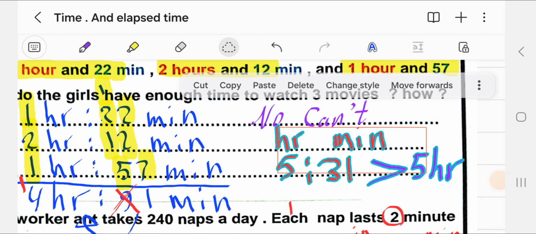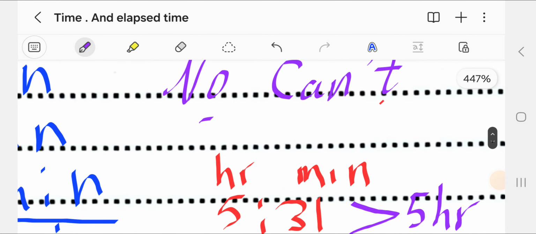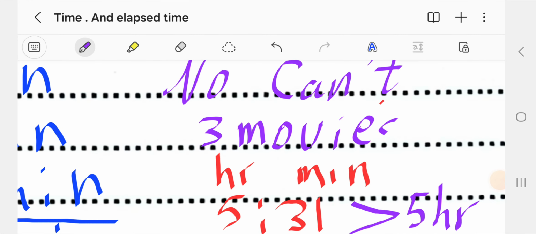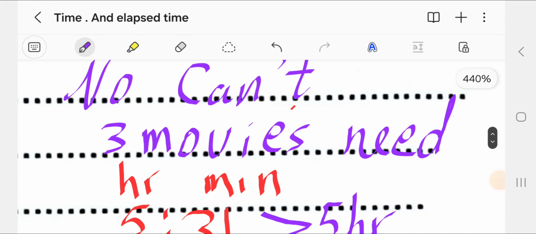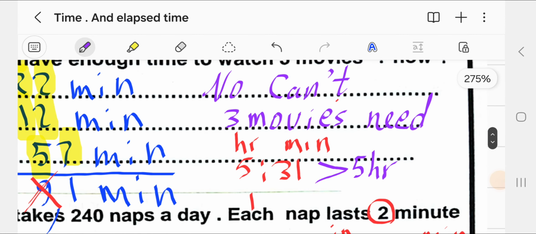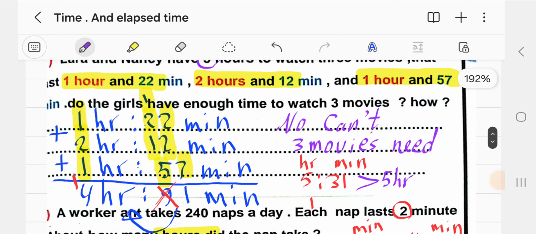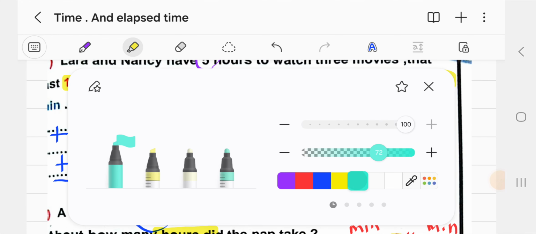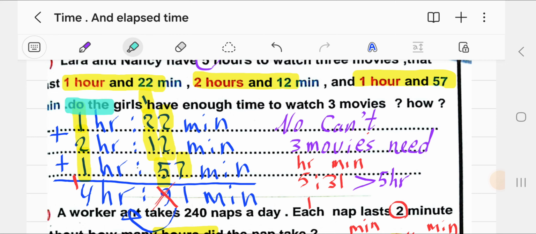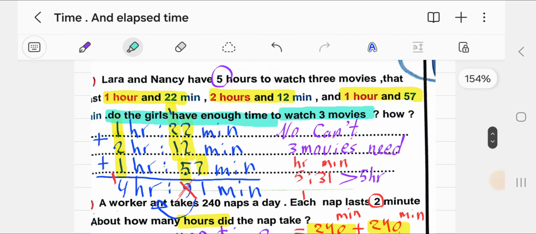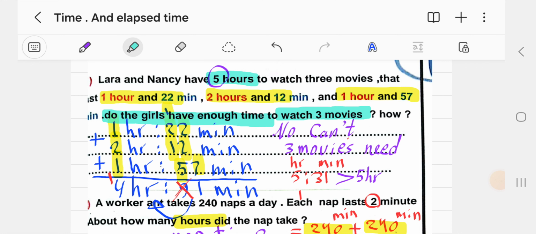ممكن نكتب كده 3 movies need. الثلاث أفلام هيحتاجوا 5 and 30 وهم مسموح لهم ب 5 hour only. نقرأ كده السؤال. بقية السؤال بيقول ايه؟ Do girls have enough time؟ هل هم عندهم وقت كافي to watch 3 movies؟ هم مش معاهم غير 5 hours. يبقى no can't. لأن هقراها لكم تاني no can't. ليه؟ السبب 3 movies need بيحتاجوا 5 and 30 و 5 and 30 هي more than 5 hours.